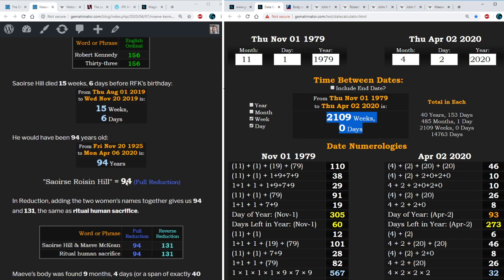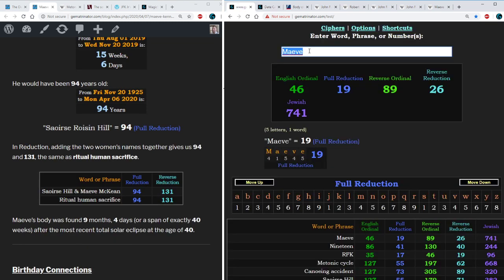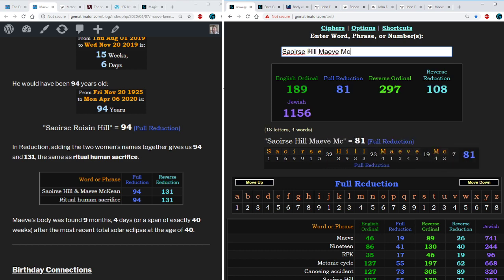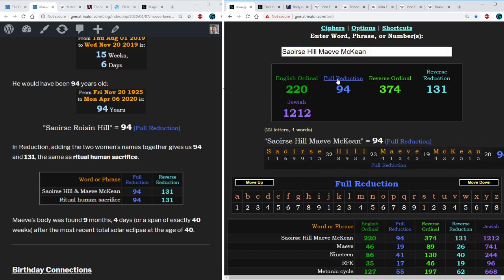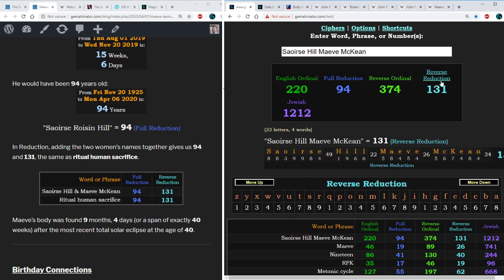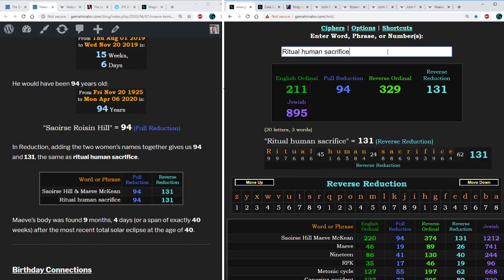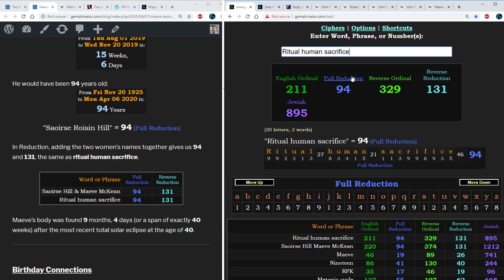Saoirse Roizen Hill equals 94 in Gematria. 94 is also the value you get when you add her name to Maeve McKean. 94, 131. These are the same numbers as ritual human sacrifice. 94 and 131.